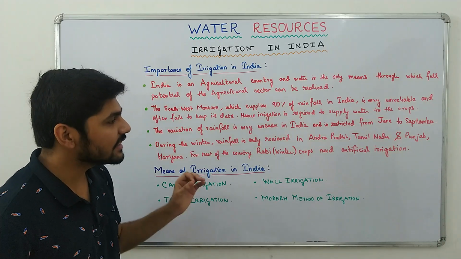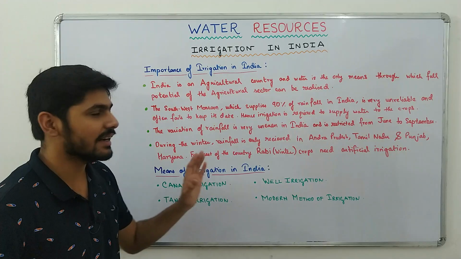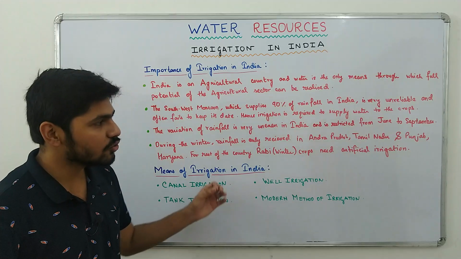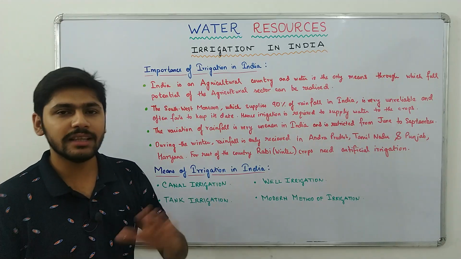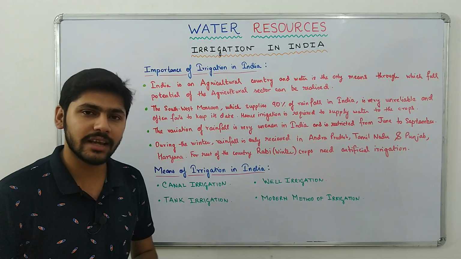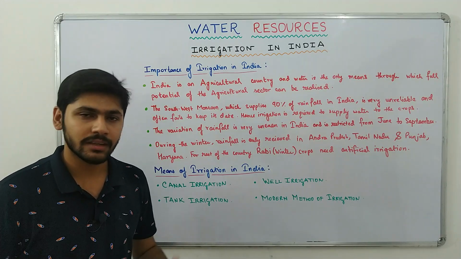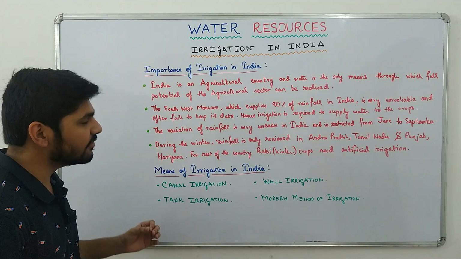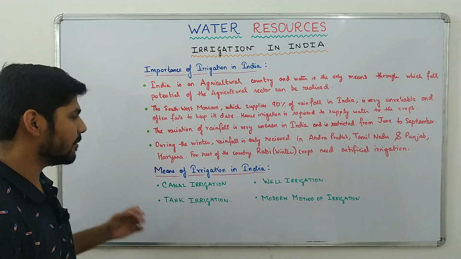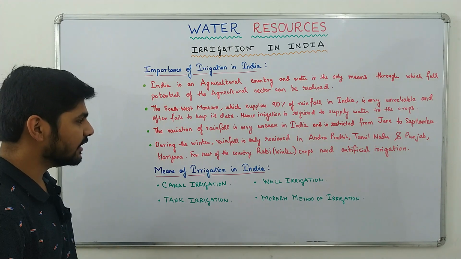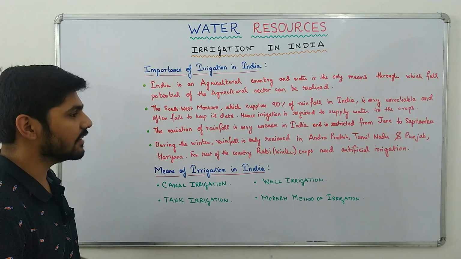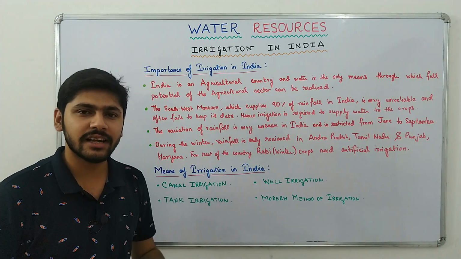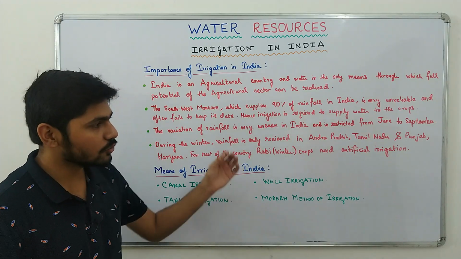Then the rainfall is restricted from June to September in India. So majority of India receives rainfall during the months of June to September. So during the rest of the year, irrigation becomes very important for agriculture. Then during the winter, rainfall is only received in Andhra Pradesh, Tamil Nadu and Punjab, Haryana. For the rest of the country, Rabi crops need artificial irrigation. As I told you, majority of India receives rainfall during the month of June to September.